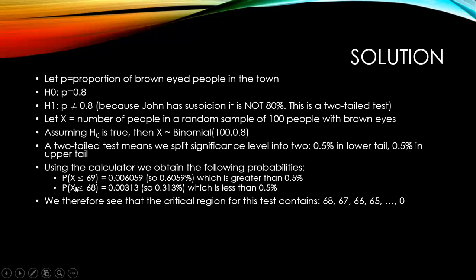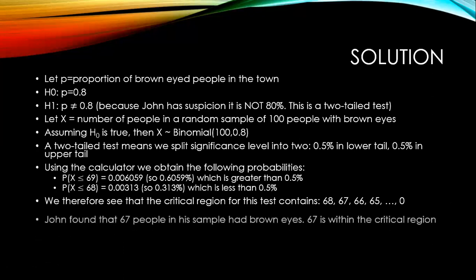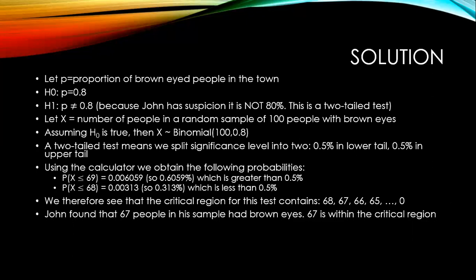Again, remember, the reason why 69 is not in our critical region is because the probability we get 69 or less successes is bigger than the 0.5% significance level that we're devoting to the lower tail of the distribution. So the probability is a little bit too big. So if we remember what we said in the question on the previous slide.